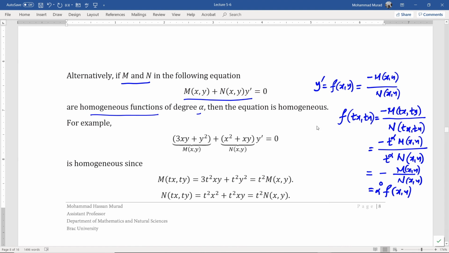For example, consider the equation here where m is a homogeneous function of degree 2 and n is also a homogeneous function of degree 2. So this equation here is a homogeneous equation.